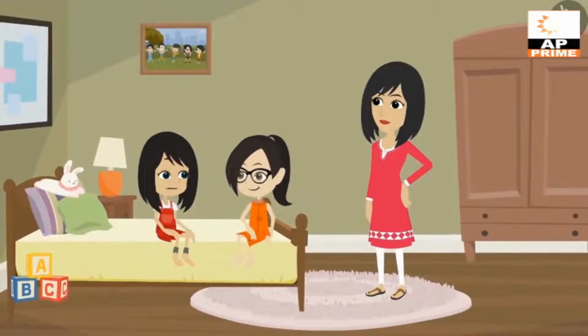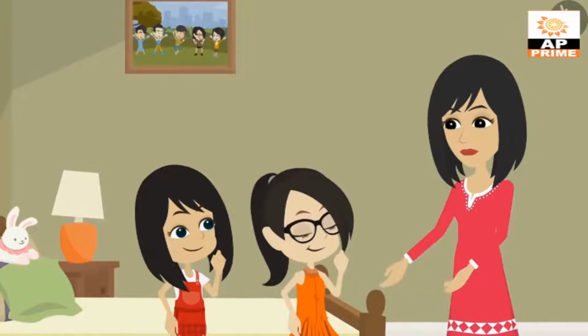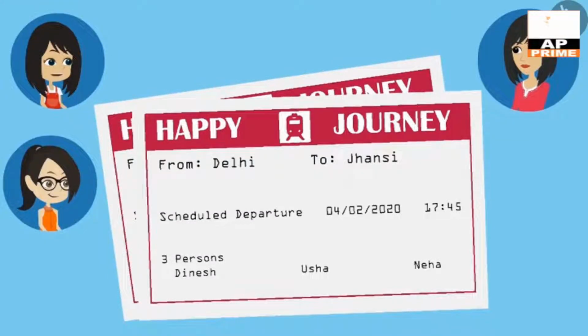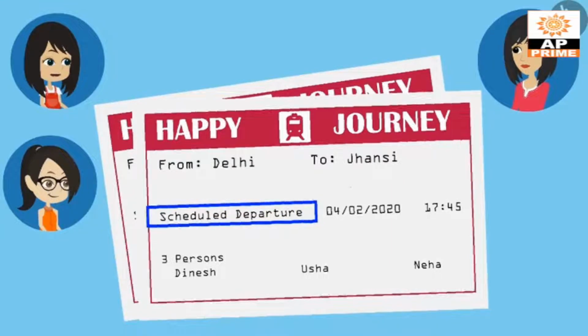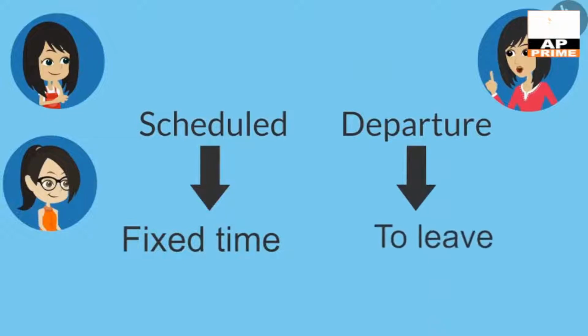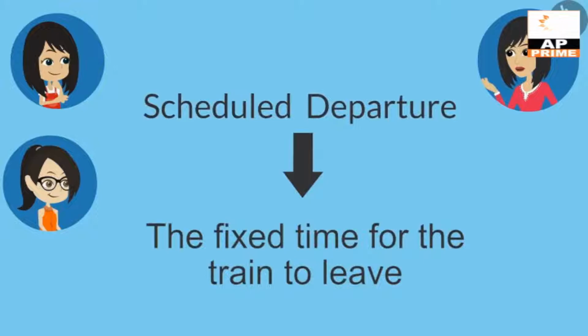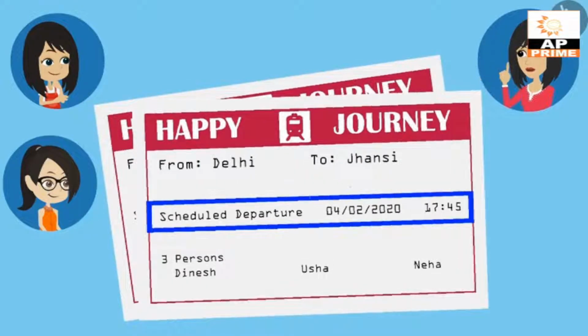Mummy, it's good you came. We want to ask you something. Tell me, what do you want to know? Mummy, this is our train ticket. It has scheduled departure written on it. What does this mean? Scheduled means fixed time and departure means to leave. So scheduled departure means time fixed for the train to leave. That is, the train will leave from the platform at this time. So we have to board the train before this time.